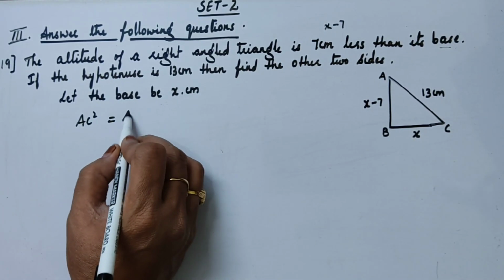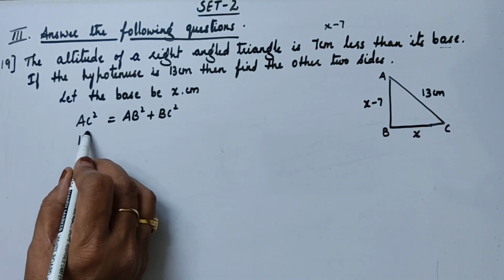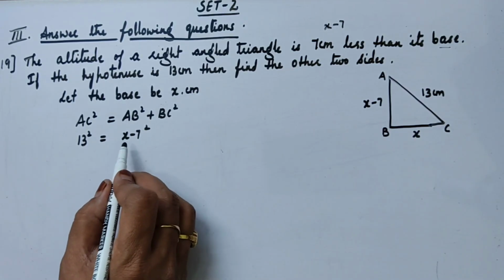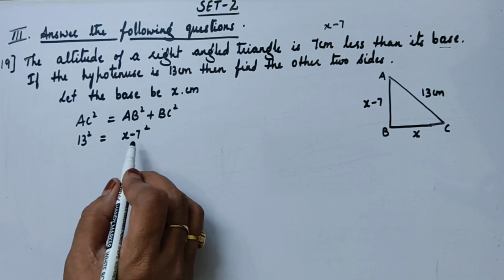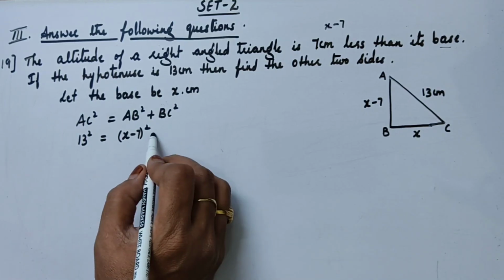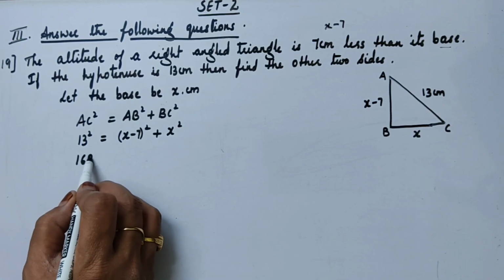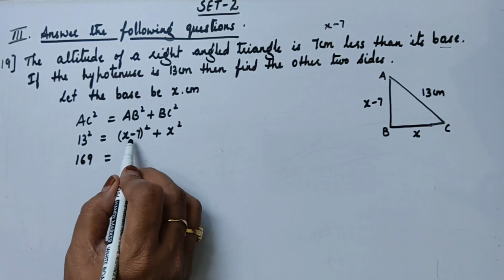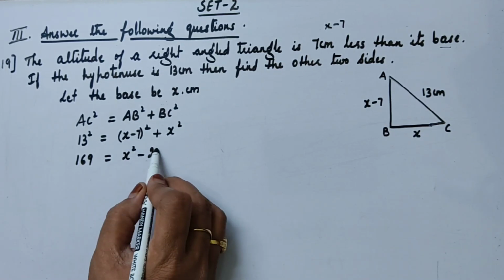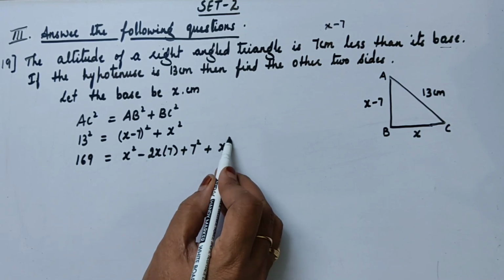AC square equals AB square plus BC square. Now here 13 square equals AB, which is x minus 7 whole square. You should not write it without brackets, this will be wrong, because the square is applied to both x and 7. Now plus BC, which is x square. 13 square is 169 equals. This is in the form of a minus b whole square: a square minus 2ab plus b square, plus x square.